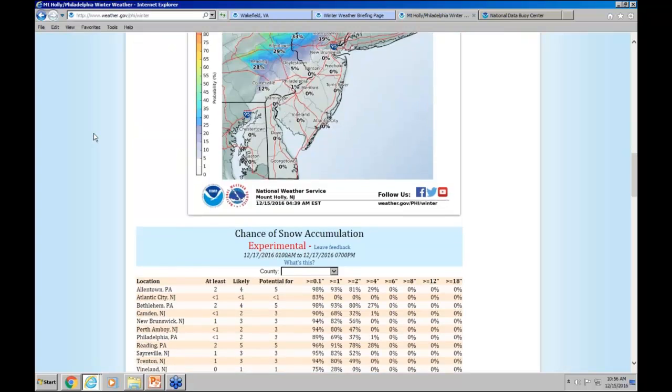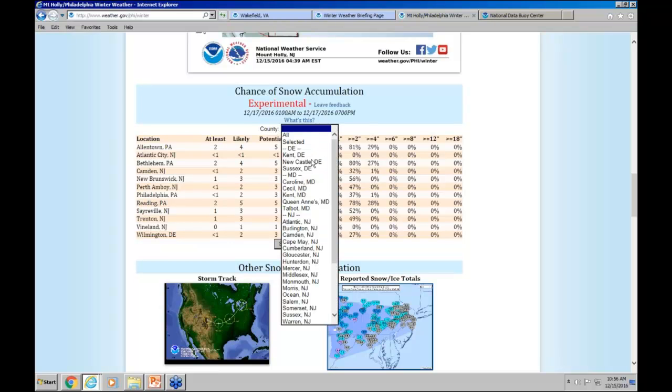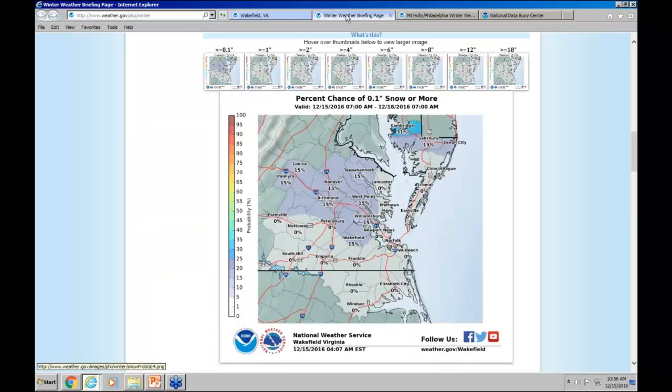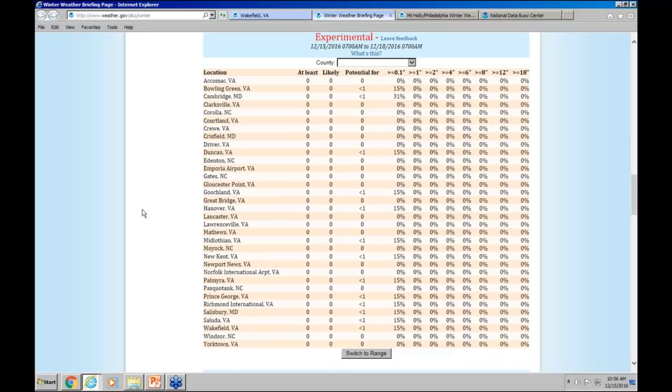Moving further down the page, this is where you get into your city listing. If I'm interested in specific locations, I can look at those cities. I can select by county. So if I was up in Maryland and I knew my county, I could select my county, go straight to that and get my probabilities. I'll show an example off of our website, off the Wakefield site. This is our city listing. We do have a pretty hefty city listing here.